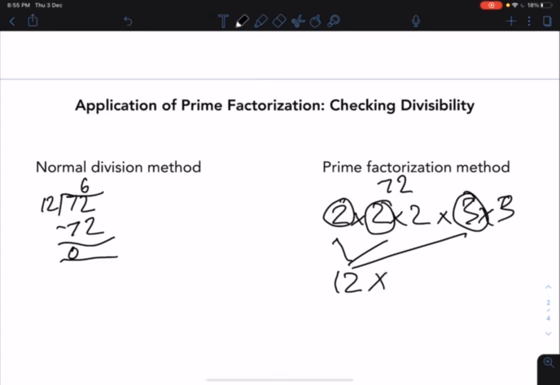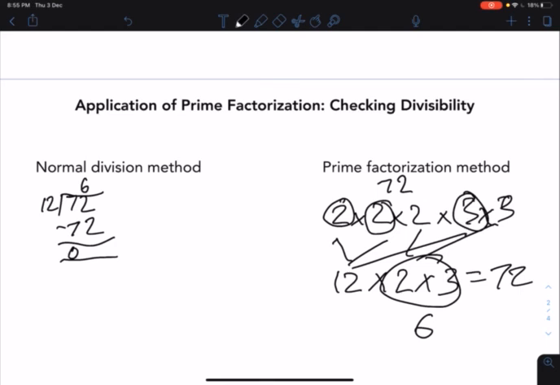Now we can do 12 into the remaining numbers, which is 2 into 3. That gives us 72. As you see here, the quotient that we got was 6. And over here, when we multiply the remaining numbers, we get 6, which is equal to 2 into 3. Not only did we find if 72 is divisible by 12, but we also found the quotient of the number.